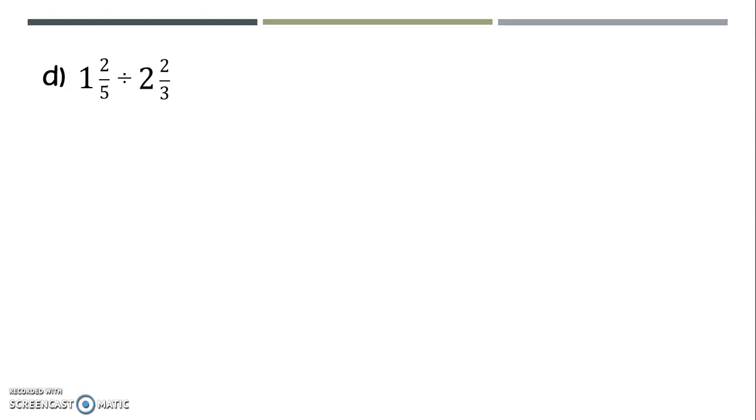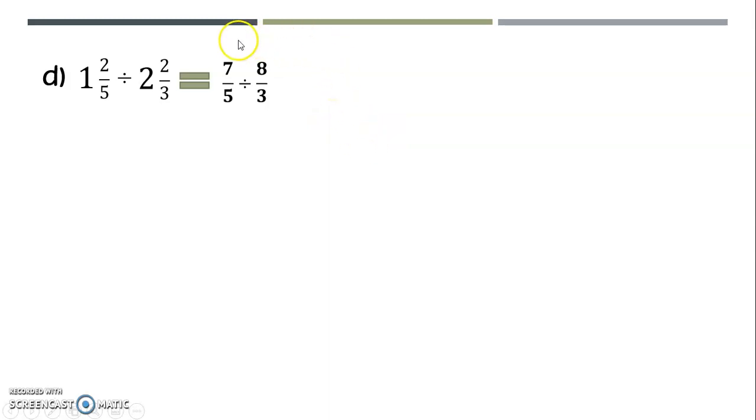So we already know that 1 and 2 fifths is equal to 7 fifths. And we already know that 2 and 2 thirds is equal to 8 over 3. So actually, what we are doing in here is dividing these two fractions. If you don't remember how we got these answers, my advice to you is that you go back to the previous video and check how we did it.